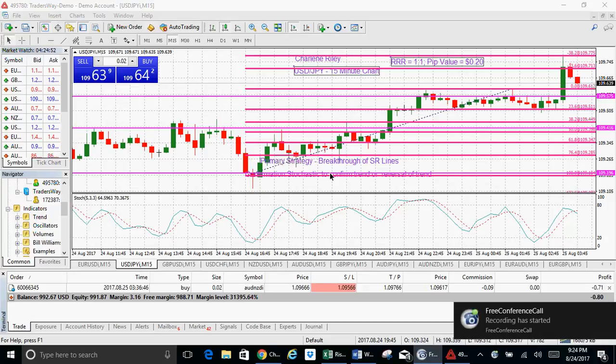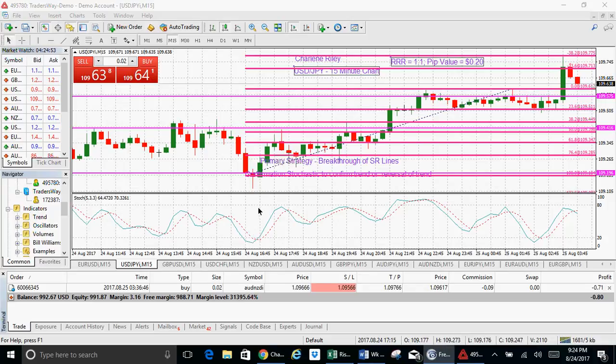So here on the USD JPY, I am looking for a break below the 109.612 in order to enter into a sell. And for confirmation, I'll look for the stochastic to fall below 50.